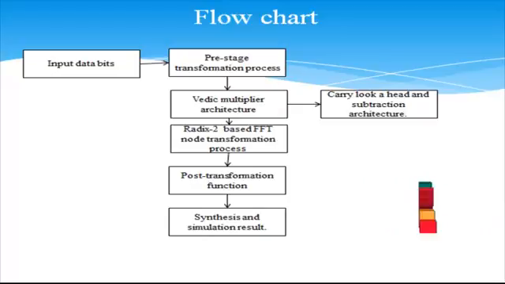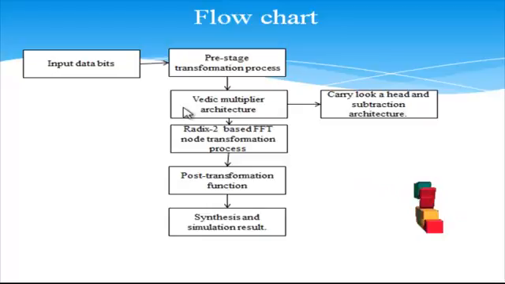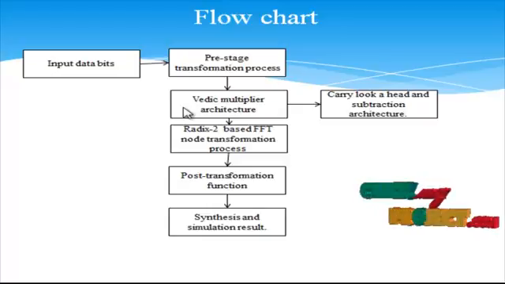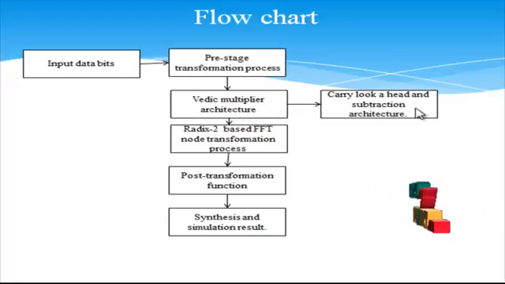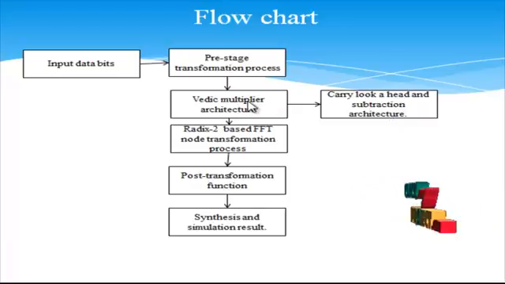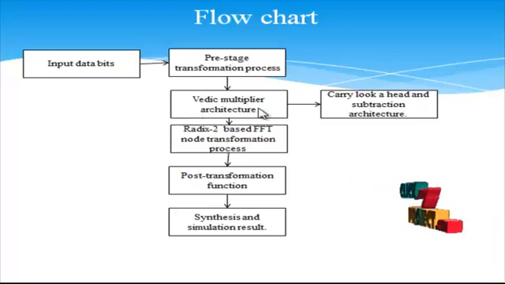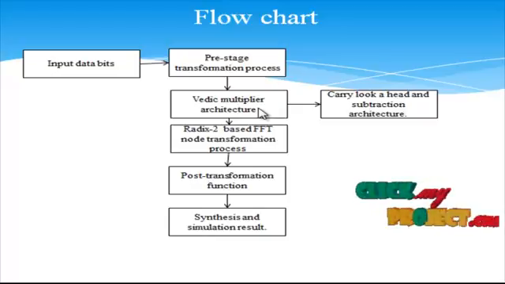Then following this, we are using the Vedic multiplication architecture. In this Vedic multiplier, the reduced partial product generation circuits are used. For that PPG unit, we are using the carry look ahead adder and subtraction architecture. So in this process, we have achieved a reduced timing multiplier circuit. By using this type of multiplier architecture, we are reducing the area complexity, increasing the process speed and reducing the delay occurring in the transformation process.